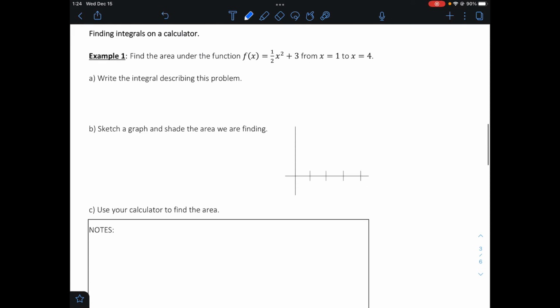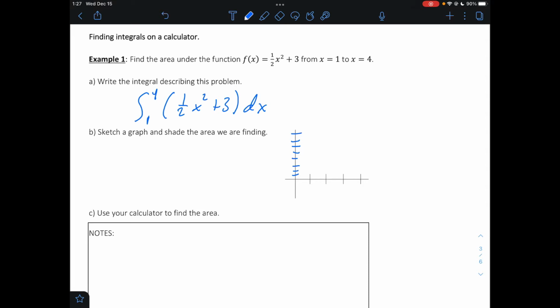All right, so the next thing we're going to do is how to find an integral on a calculator. We can use this to check all of our answers moving forward when we talk about definite integrals in this chapter and beyond. So first of all, we have example 1. Find the area under the function f of x from x equals 1 to x equals 4. And question A says to write the integral describing this problem. That's just going to be the integral from 1 to 4 of f of x dx.